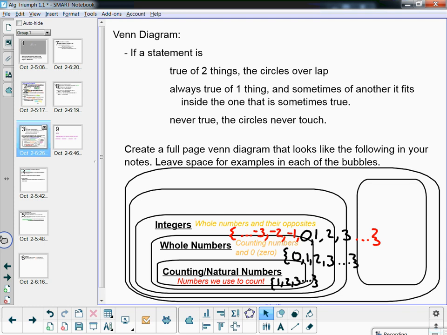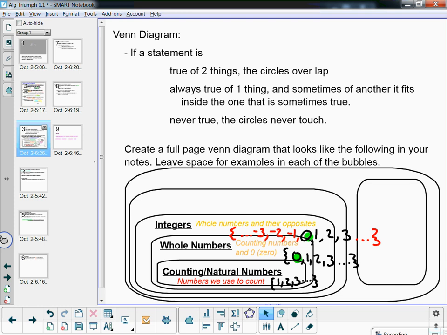All whole numbers are integers, but not all integers are whole numbers. Which integers are not a whole number? If you said -3, -2, -1, or all the negatives, you're right. Those are integers, not whole numbers. Which counting numbers are integers? All of them, because all the counting numbers fit. 1, 2, 3. What number is a whole number but not a counting number? It's the number we added. It's our 0.